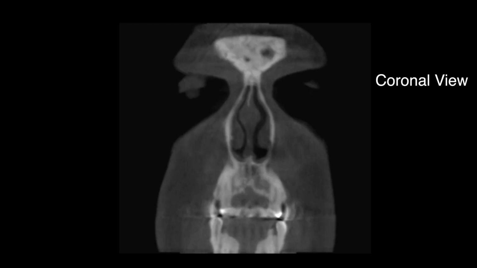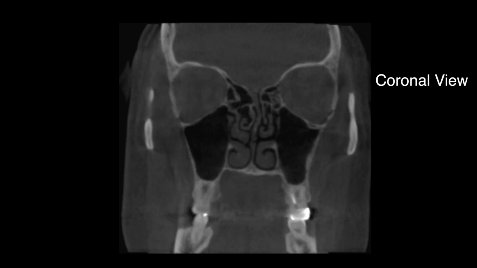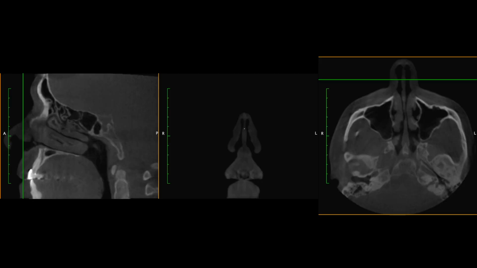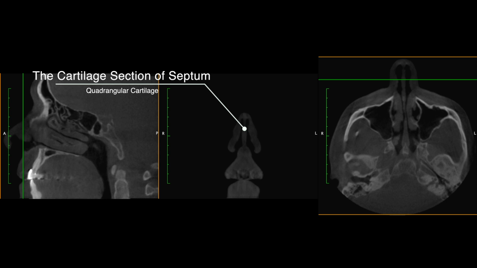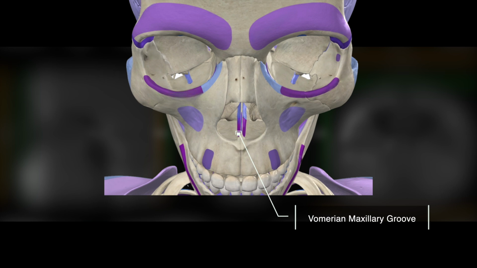Now, we will shift to the coronal views. This view most closely approximates what you will see during endoscopy. The cartilage section of the septum is sometimes called the quadrangular cartilage. It sits in a groove that is called the vomerian maxillary groove.